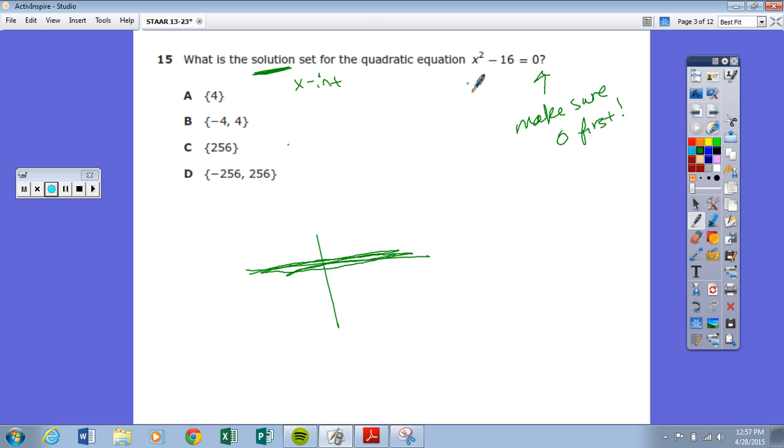So you can literally just look at this on your calculator. So go to y1, take a look, and let's see where it crosses the axis. So x squared minus 16, it looks something like that on your picture. And if you look at these points and you just count, B is your answer.